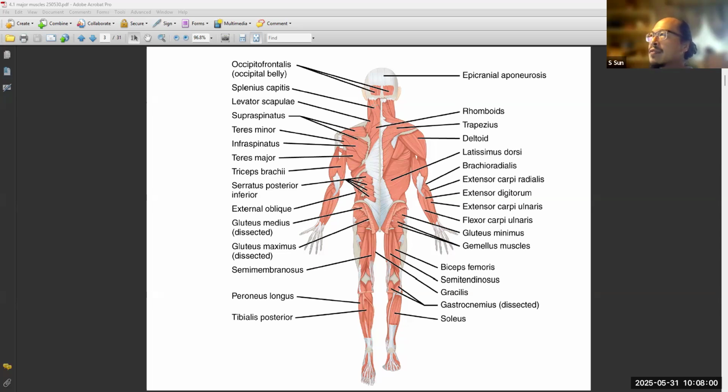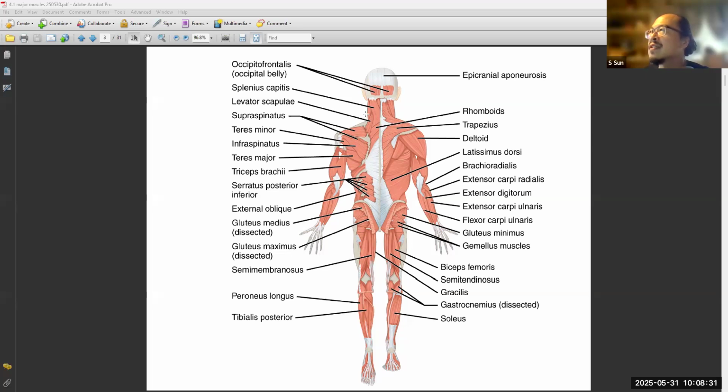And then in the back, you have the two splenius muscles. It only labeled one here. It's called splenius. So this is very much like the back of your neck. You have two on each side, actually, two types on each side. Splenius capitis. Capital means your head, capitis.